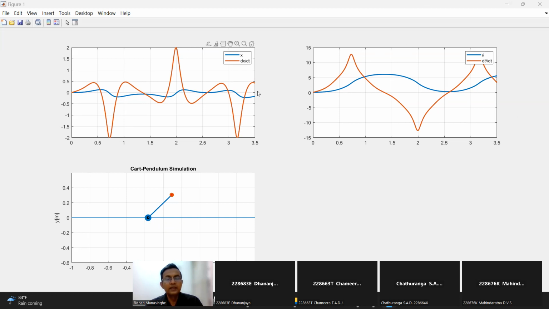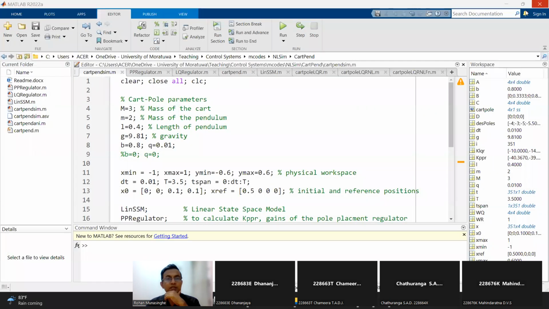It goes like that for X and X dot, position and velocity of the cart, right? Blue one is the position, it goes back and forth like that. And the velocity goes this way. Very interesting. And also theta, if you look, blue is the theta angle and red is the angular speed, right? It goes like that. All right. So this tells us that what we have done is probably correct.